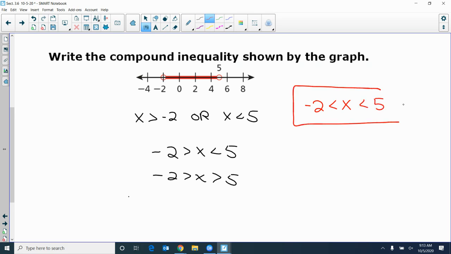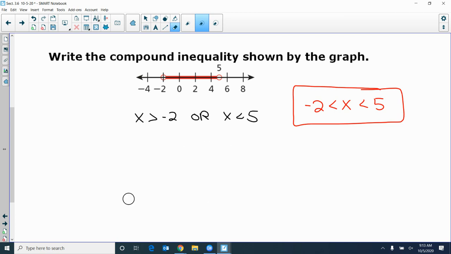Okay? Now, let's go back to Zane's. How can I fix Zane's? Because he's really close. He's got one key thing wrong. You could write it this way, except you cannot use the word or. It would have to be the word and. I would accept either one, but I'm telling you, I think this one's better and easier.